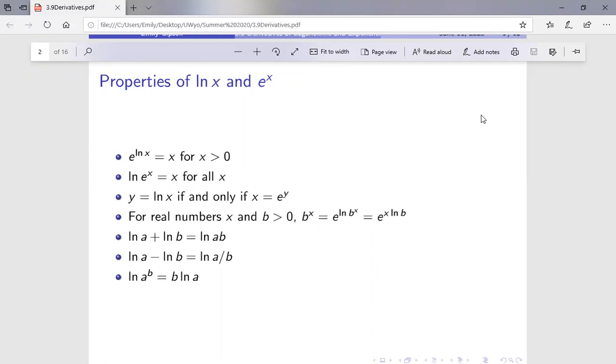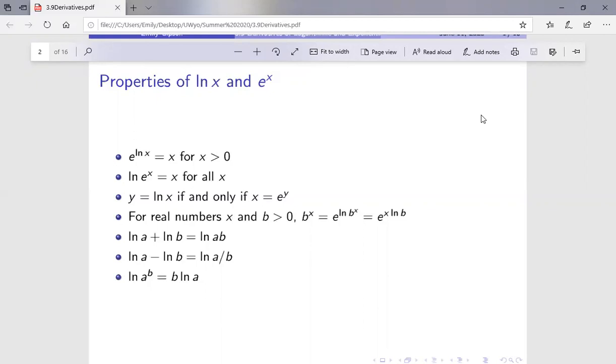That being said, the natural log of e to the x is equal to x for all values of x. And this is because we can put whatever value we want into e to the x and we'll still get a positive value out and be able to plug that into the natural log function. Next, y equals the natural log of x if and only if x is equal to e to the power of y. So then we get the e and the ln canceling each other out and we get y equals y.